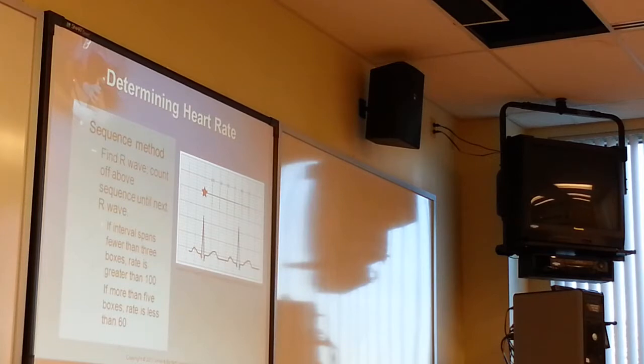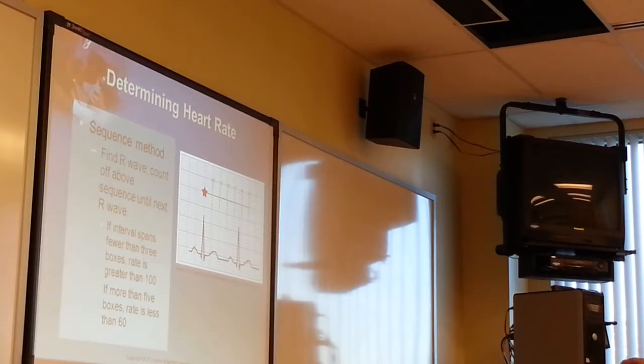So find the R wave, count off the sequence until the next R wave. If the interval spans fewer than 3 boxes, the rate is greater than 100. If more than 5 boxes, the rate is less than 60. Say it again. So, find the R wave, count it off to the next one. If the interval spans fewer than 3 boxes, the rate is greater than 100. If it's more than 5, then it's less than 60.